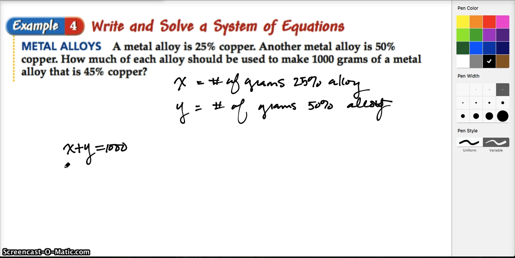So what this tells me is that if I were to take the 25% of what's in x, which is the copper alloy, plus the 50% copper of this one, if I were to get the right numbers, I should create a situation where the sum of the grams should be 45% copper. Like the amount of copper here plus the amount of copper here should equal the amount of copper in the sum of these guys together. Does that make sense? I know it looks crazy, but this is what we're going to do.